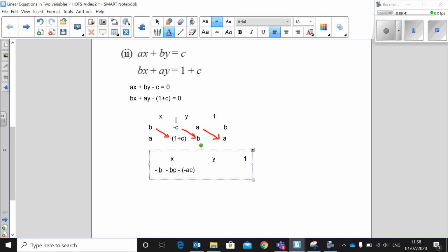So let us move on to the y value. Minus b into c, minus bc, minus of, already we have minus into a, correct? Minus of minus has become plus. So a times 1 plus c, and then we are writing the constant term now. So in the constant term, a into a square minus b square. So let us write it as a square minus b square.